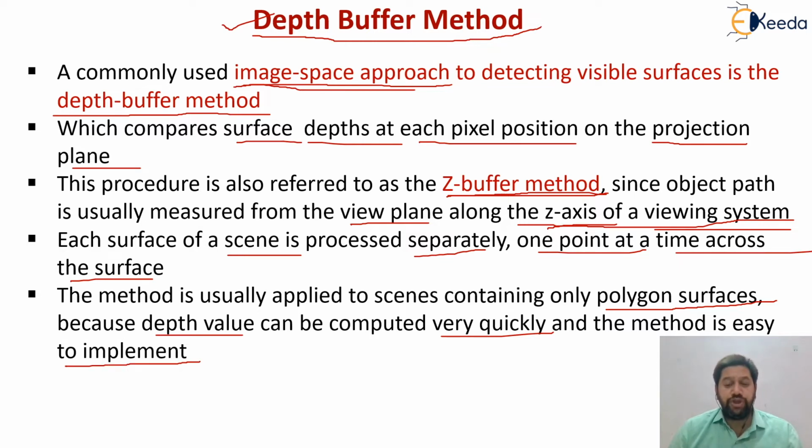So this is our description of the depth buffer method, also known as the Z buffer method. It processes the scene pixel by pixel, or one point at a time. It also processes each surface or each polygon separately. When this method is applied to polygon surfaces, it very quickly identifies the visible surface and is easy to implement. That's why we are learning the depth buffer method in detail. Let us move to the next point to understand the depth buffer method.